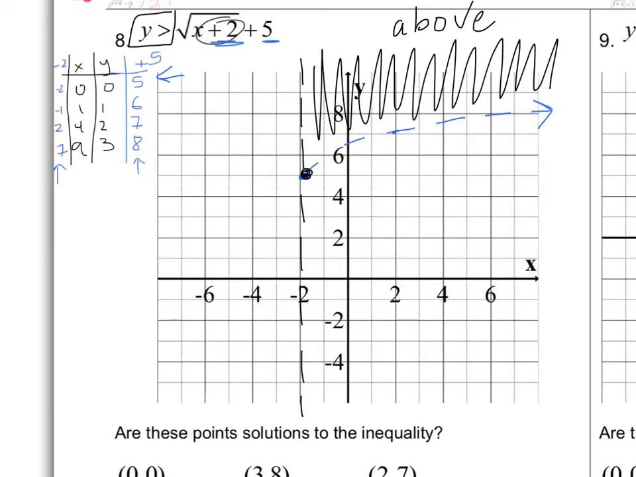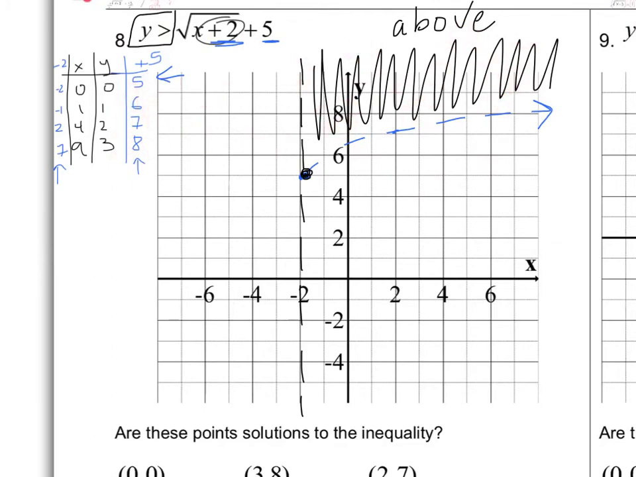Then after you graph it using this method, you decide whether you need to shade above or below. If y is greater, you shade above. If y is smaller, you shade below. Now, above, is it above all the way even up till here?